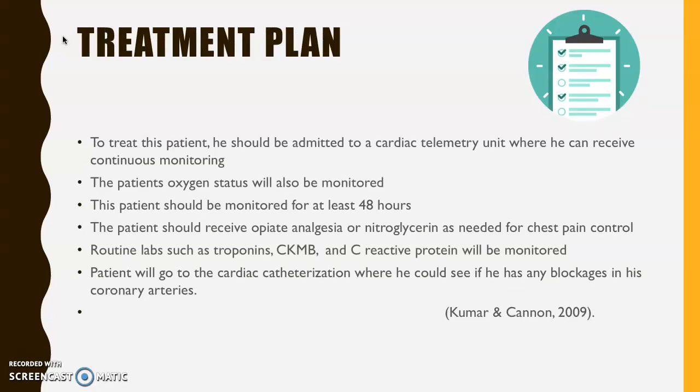For my treatment plan, I would have this patient admitted to a cardiac telemetry unit where he can receive continuous monitoring. His oxygen status will also be closely monitored. This patient would be monitored for at least 48 hours. He would receive opioid analgesia such as morphine or a vasodilator such as nitroglycerin as needed for chest pain control. Routine labs such as troponin, CKMB, and C-reactive protein will be monitored. And then the patient can go to the cardiac catheterization to reveal if he does in fact have any blockages in his heart or if he's in fluid overload.